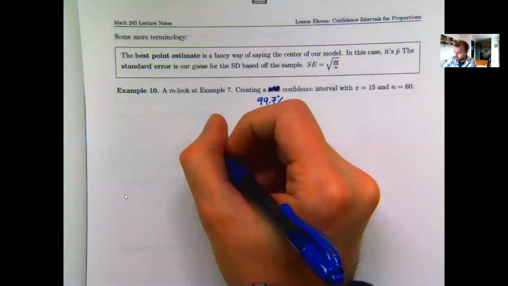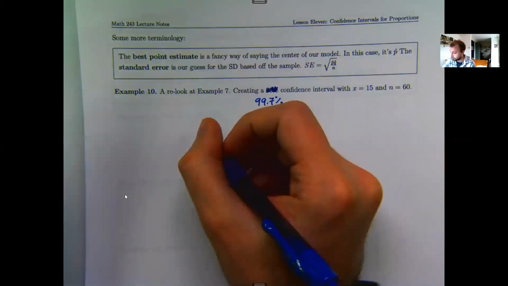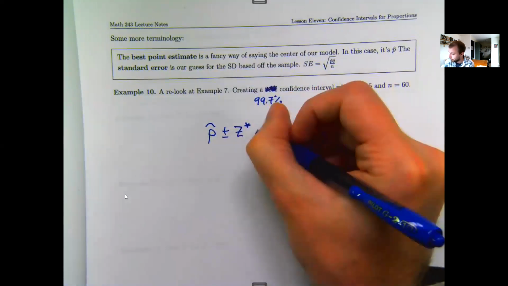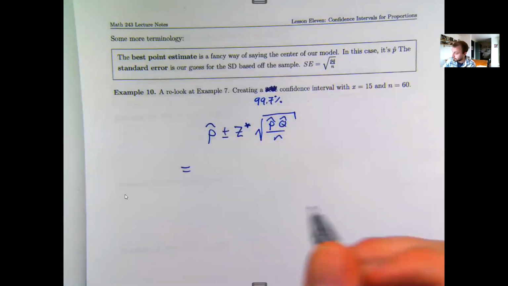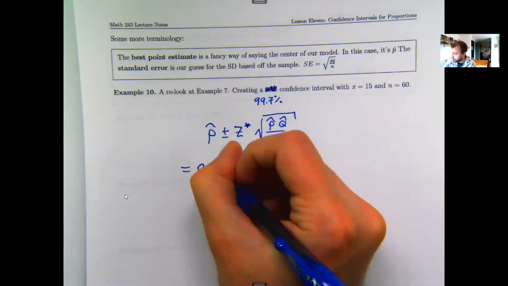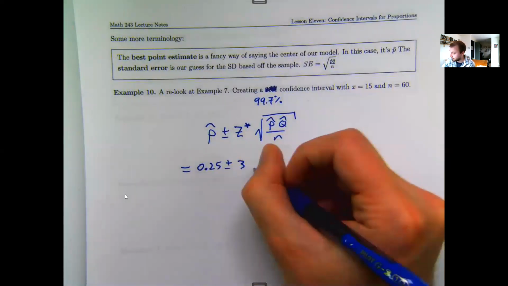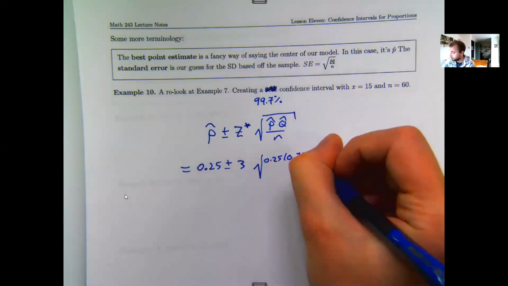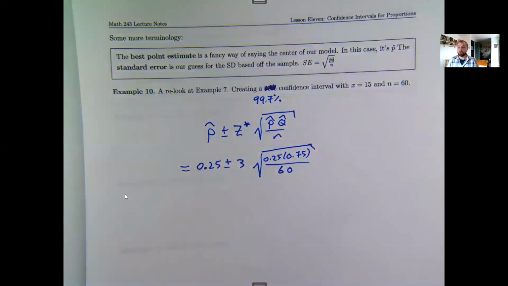And our interval for that problem was our sample success rate, p hat, plus or minus our z star, square root, p hat, q hat over n. We plugged in our 25% for our p hat. That was a 15 out of 60 number. We plugged 3 in for our z star. And we plugged in 25 for p hat, 75 for q hat, and 60 for the n. So I'm just going to label this thing with all the vocab things you might get hit by.